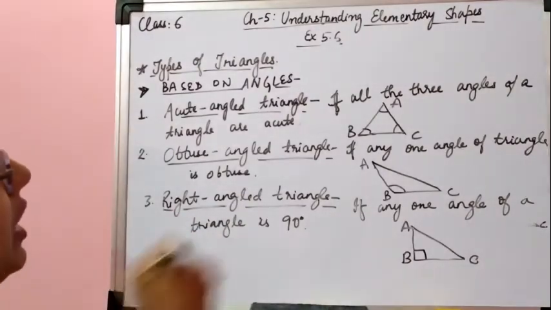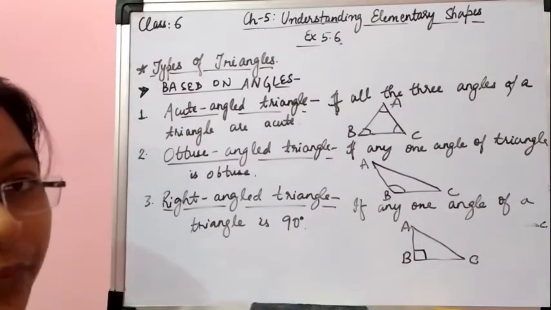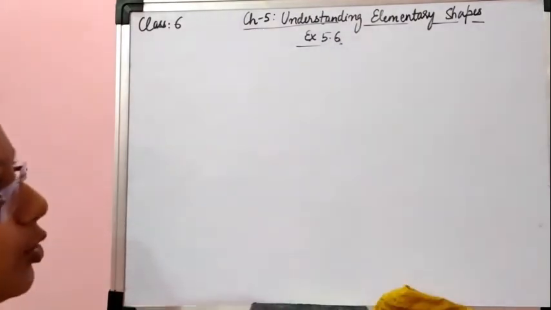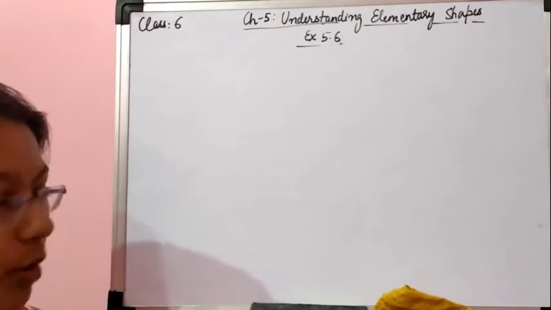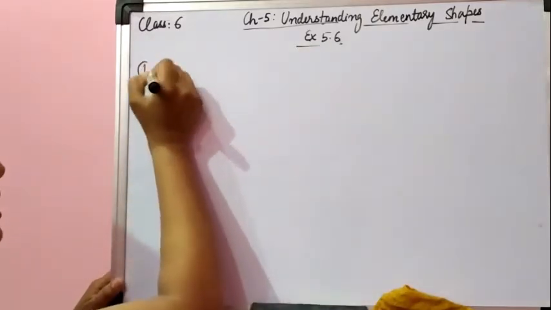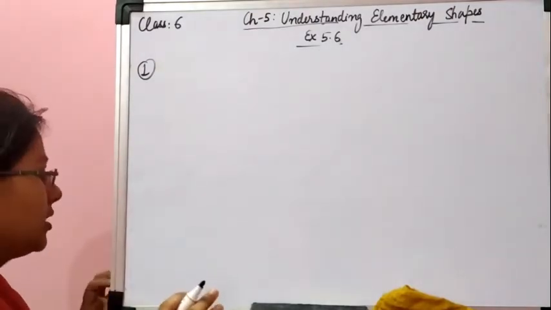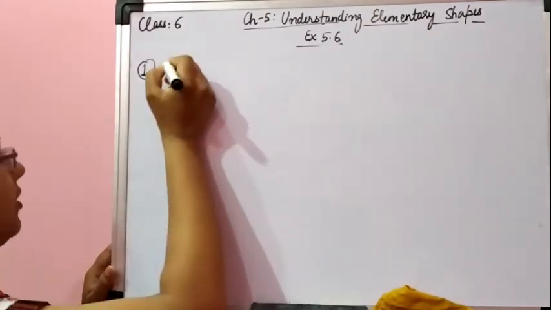So now we have understood the basics of exercise 5.6. Now let's do some of the questions related to that topic, that is types of triangle. The first question of this exercise is: name the types of the following triangles. Some triangles are given and we have to name them.